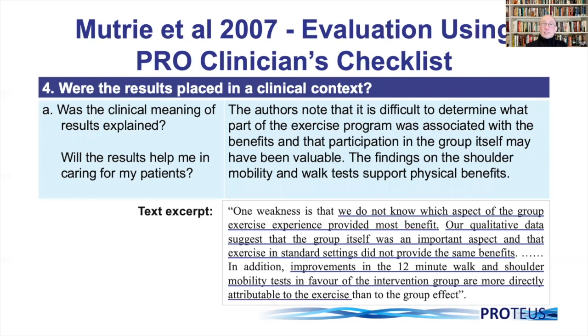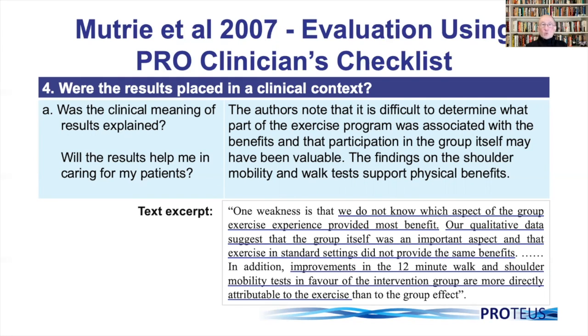Were the results placed in a clinical context? Was the clinical meaning of the results explained? The authors note that it's difficult to determine what part of the exercise program was associated with benefits, and that participation in the group itself may have been valuable. The findings on shoulder mobility and the walk tests do support physical benefits of the intervention. So will the results help me in caring for my patients?